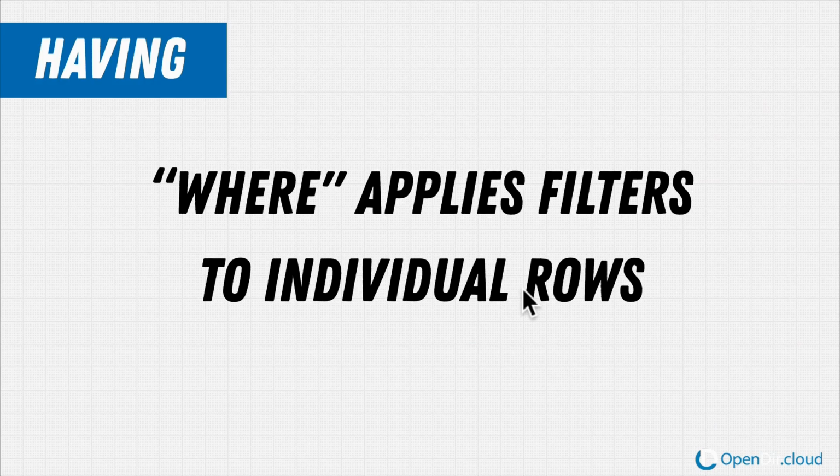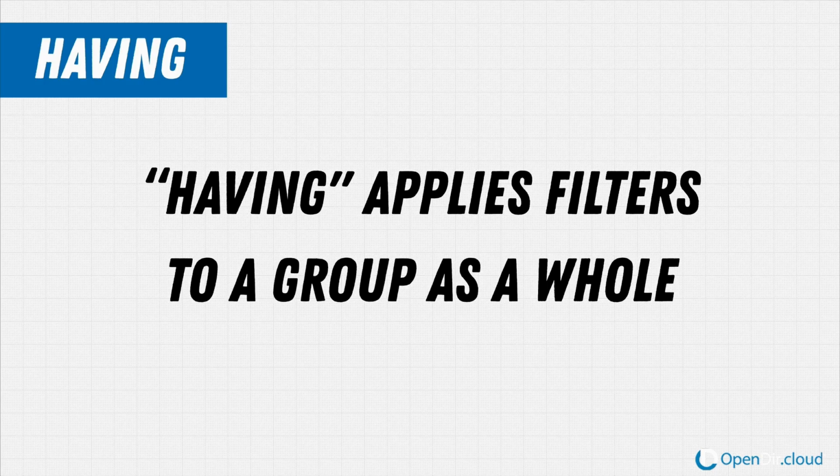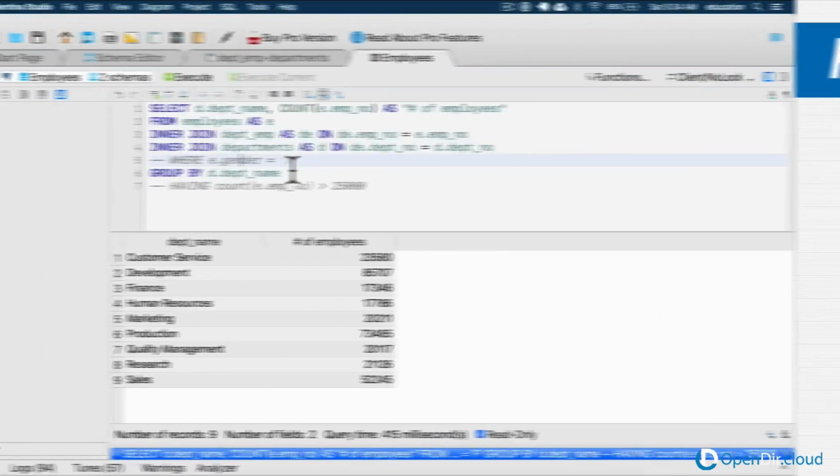When we do the where clause, the where applies filters against each individual row when it's going through the data, and having applies filters against the groups as a whole. But not only the groups as a whole, when we apply aggregate functions against a group, the having clause can filter against the output of that aggregate function.